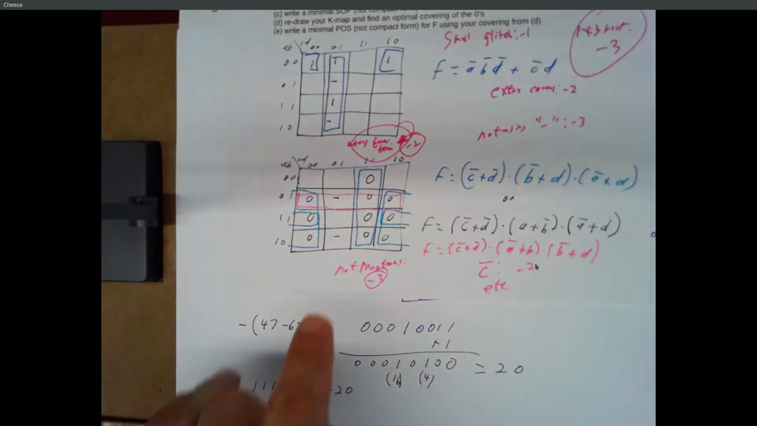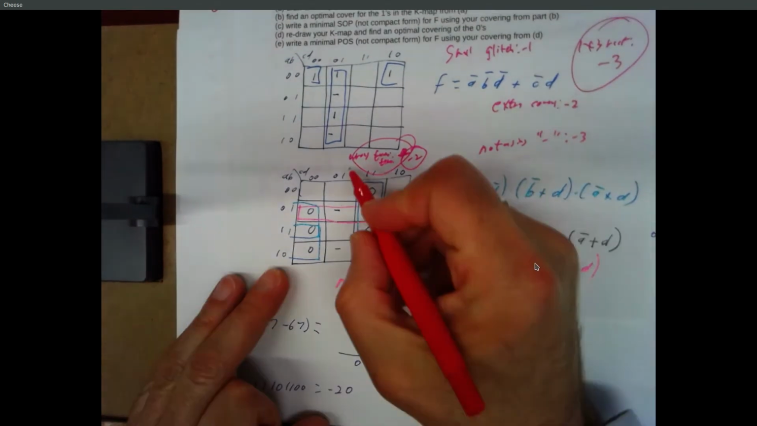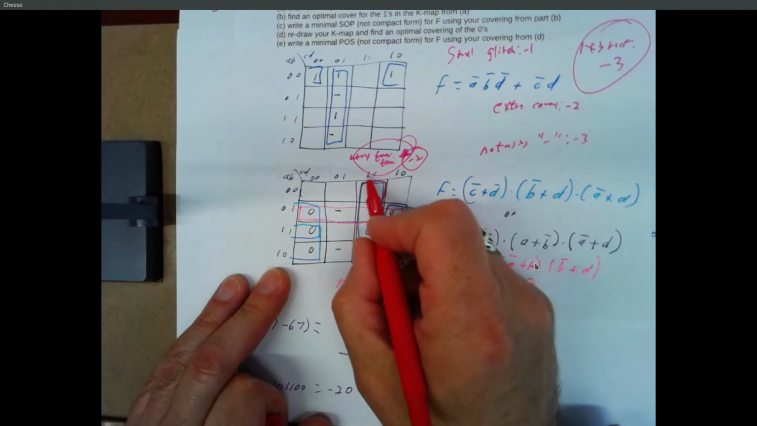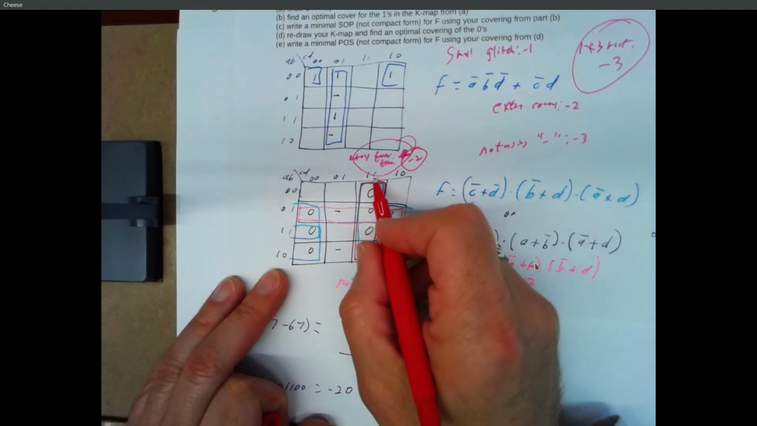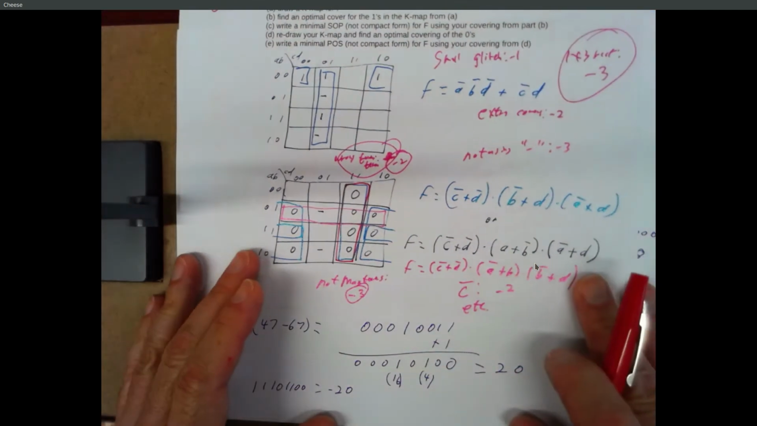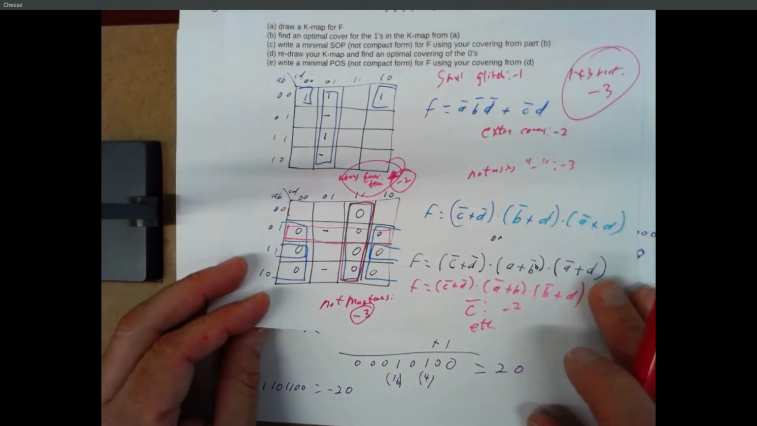So particularly on the product of sums, if we want this rectangle that goes like this, C is 1, D is 1, that's C bar or D bar. And I think everybody got those right, which is awesome. That's going to help a lot. So no major concerns on the Kmaps from what I saw.